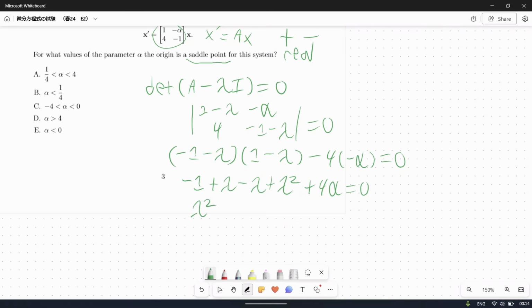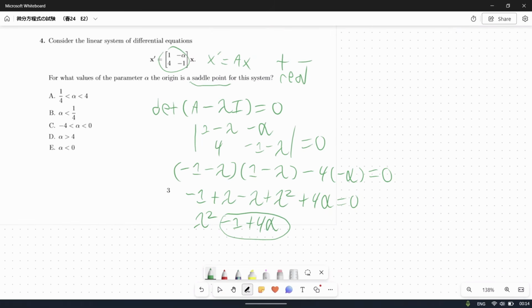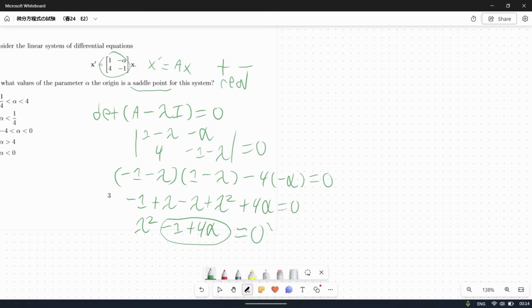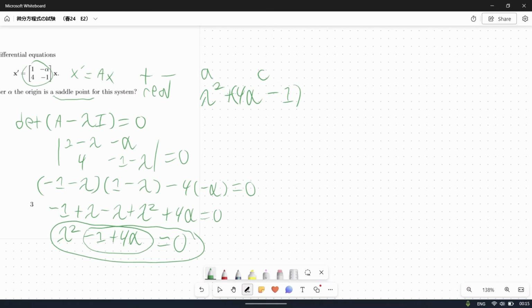lambda squared minus 1 plus 4 alpha. And I'm going to rearrange these terms here, and that's going to make sense in a few moments, because here we have a quadratic equation, and in order to determine the alpha that we need to satisfy the conditions of this question, we're going to have to use a quadratic formula. So I'm going to rewrite this equation up here as a lambda squared plus 4 alpha minus 1. And then group this together, and then this is going to become our C term, and this is going to become our A term. And then we don't have a B term, so B is just going to be 0.